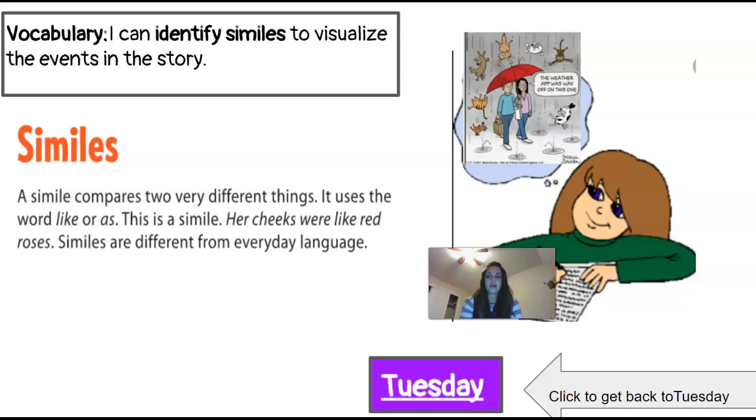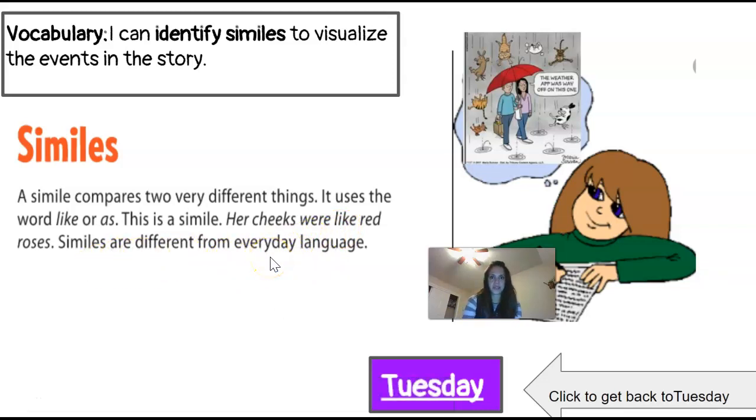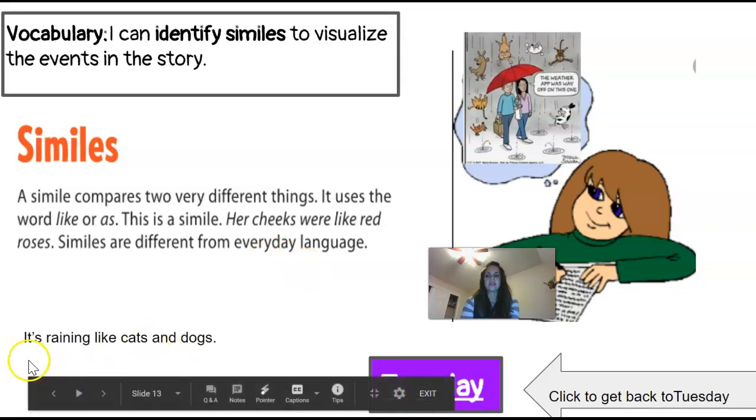Okay, so we're comparing two very different things, cheeks and red roses. Cheeks are a thing, red roses are a thing. They're not the same thing. They're very different. And then there's that word like. Similes are different from everyday language. Here's another simile. It's raining like cats and dogs. We are comparing the rain to cats and dogs using the word like.